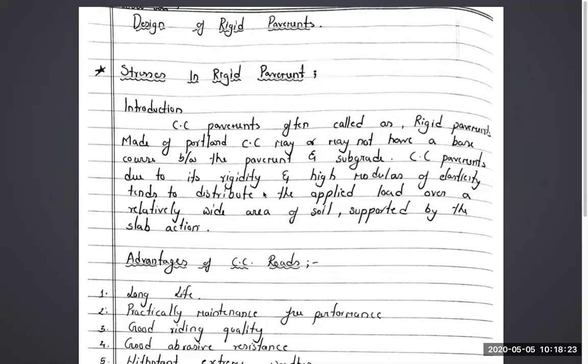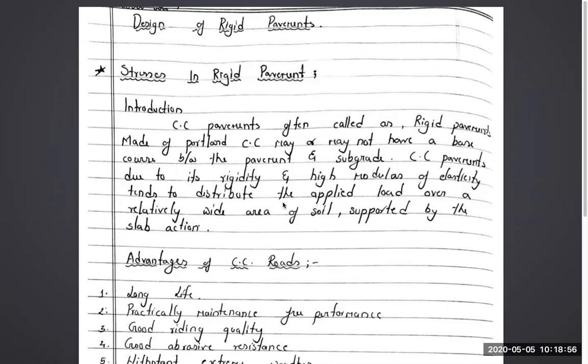CC pavements are often referred to as rigid pavements. It is made of Portland cement concrete, and the main advantage of CC pavement is that it has high flexural strength compared to the flexible pavement. The main component in case of rigid pavements is the CC slab, which takes up the majority of the load.